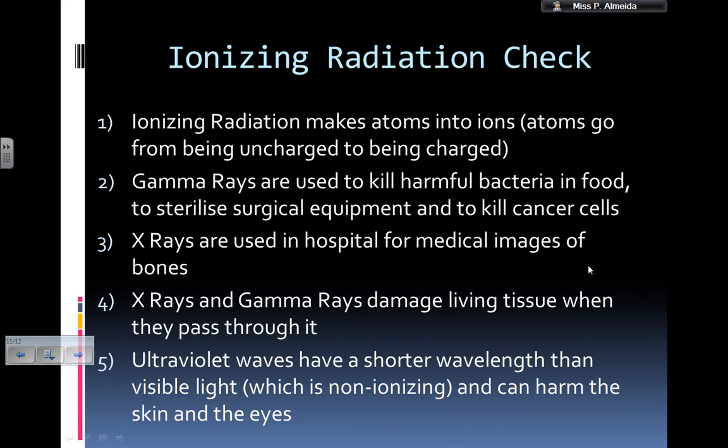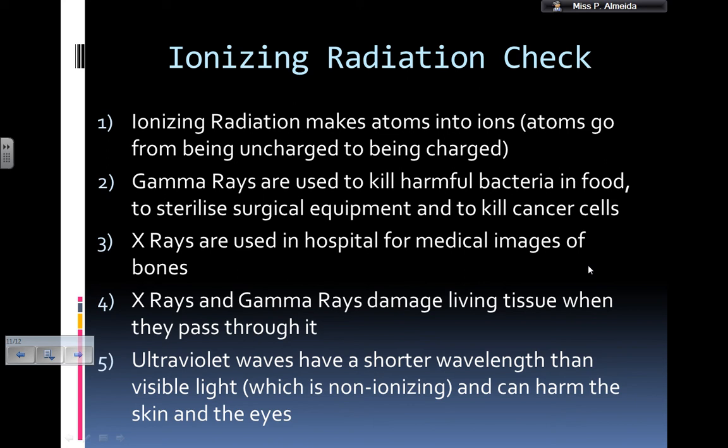So, ionizing radiation checklist. Ionizing radiation makes atoms into ions. Atoms go from being uncharged to being charged. This is because they gain or lose electrons. Gamma rays are used to kill harmful bacteria in foods, to sterilize surgical equipment, and to kill cancer cells. X-rays are used in hospitals for medical images of bones.